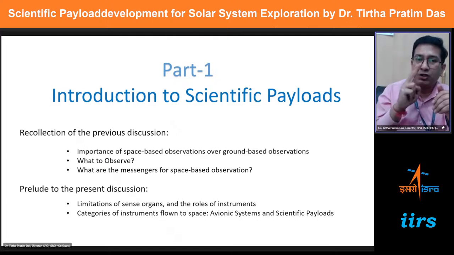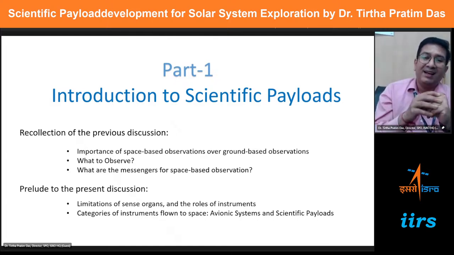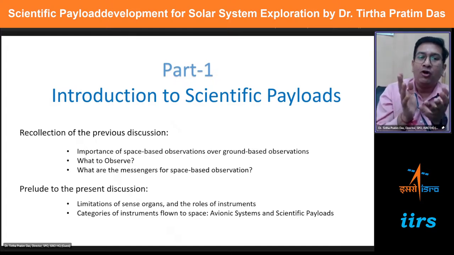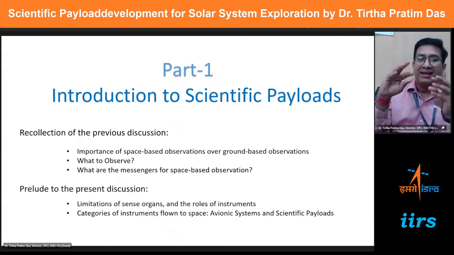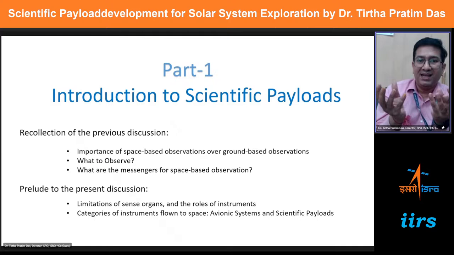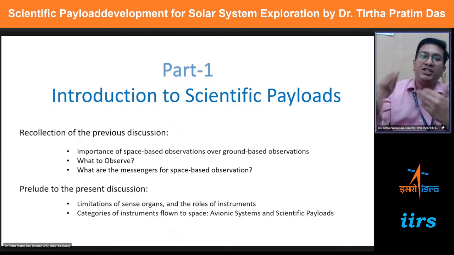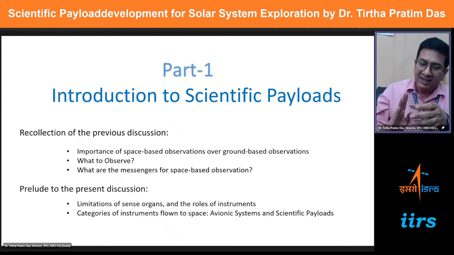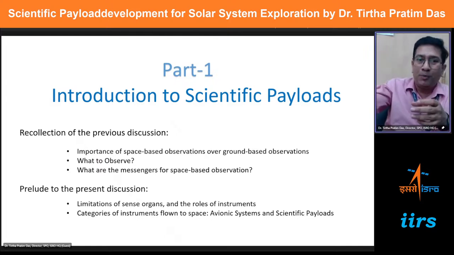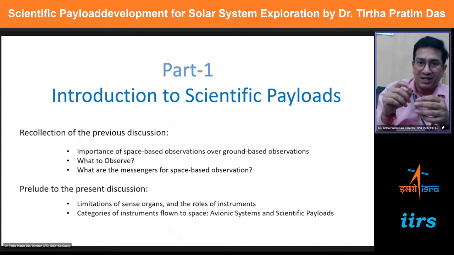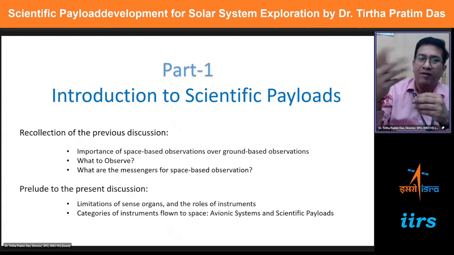One kind of instrument is the instruments which are needed for any space flight. If you are sending a rocket, or if you are sending a satellite, there are certain electronic systems which are needed to ensure that a rocket gives you the proper access to space, or a satellite is doing its job properly, whatever it is supposed to do. So there are many such systems we will see.